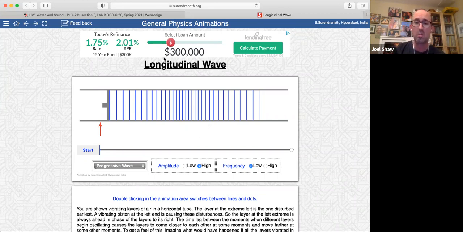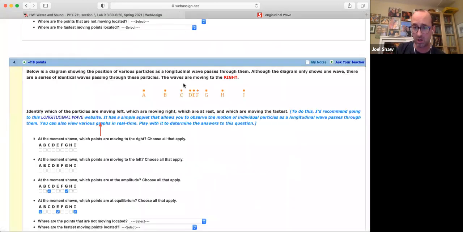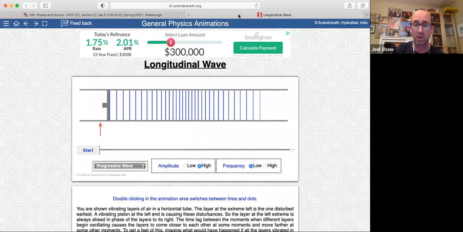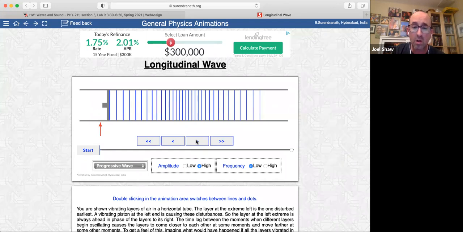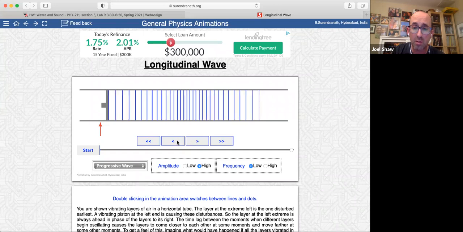Let's see, mine says the waves are moving to the right. Since the waves are moving to the right, hitting this right arrow here is what I want to do. That's going to move the wave to the right, and I can see what's happening. What I'm looking for right now is these amplitude points, these points that aren't moving.